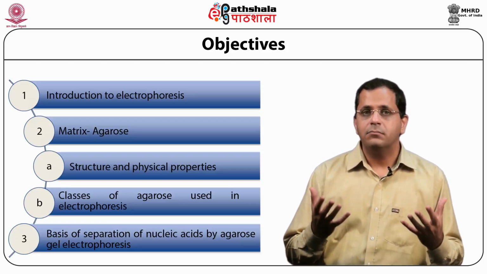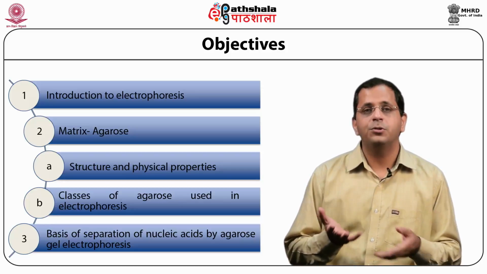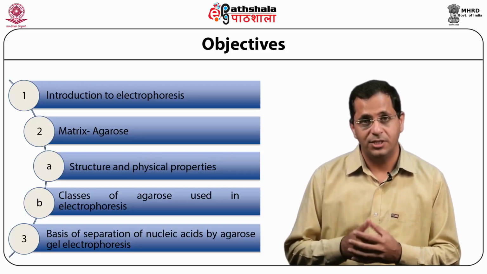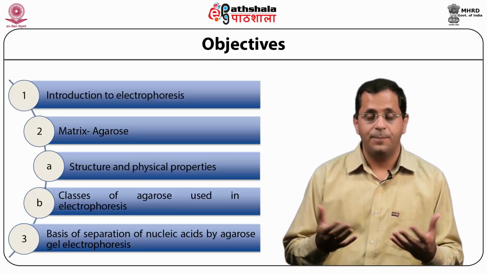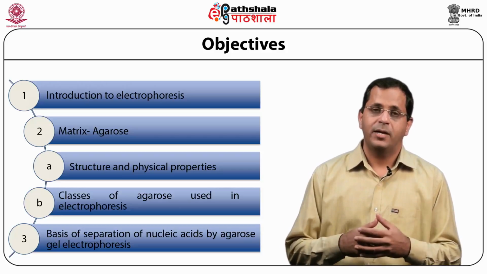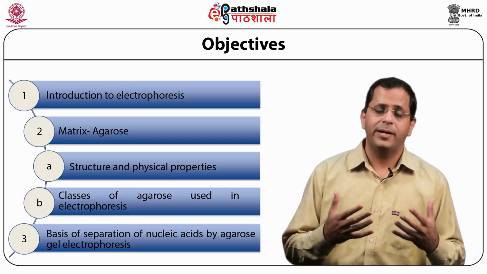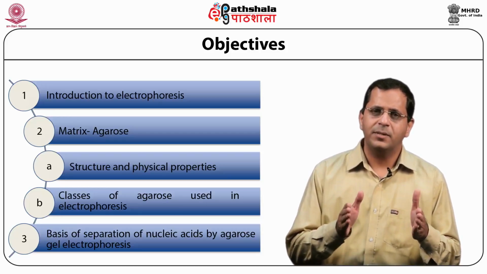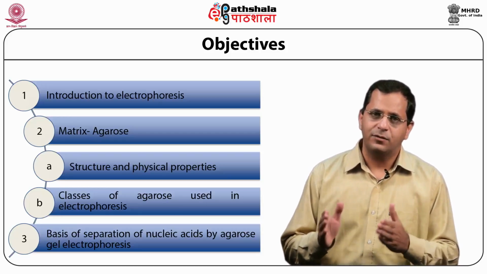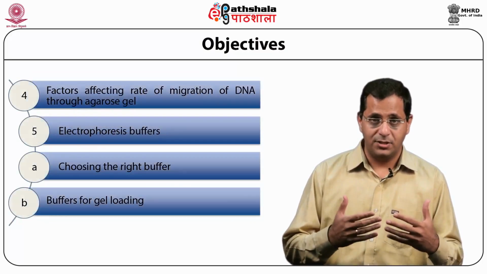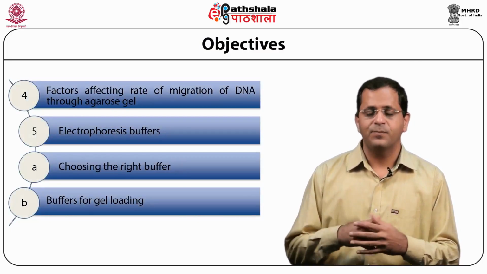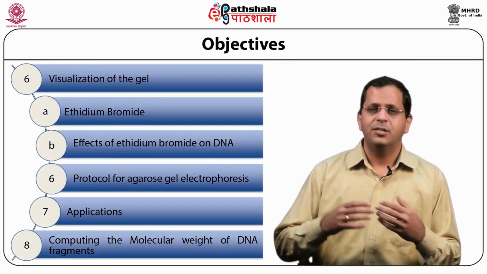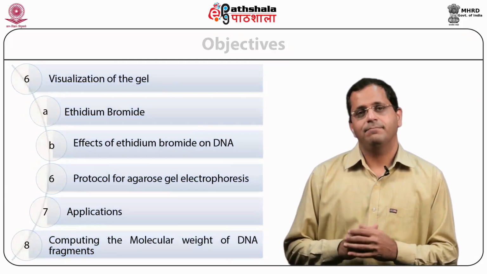Then the electrophoretic buffers, how do you choose the right buffer, what are the buffers that are used for loading the DNA sample into the gel, visualization of the gel, that is by ethidium bromide, and what possible effects ethidium bromide has on the DNA, and the entire protocol for this particular technique of agarose gel electrophoresis, the possible applications of this technique in various fields, and finally computing the molecular weight of DNA fragments using this particular technique.